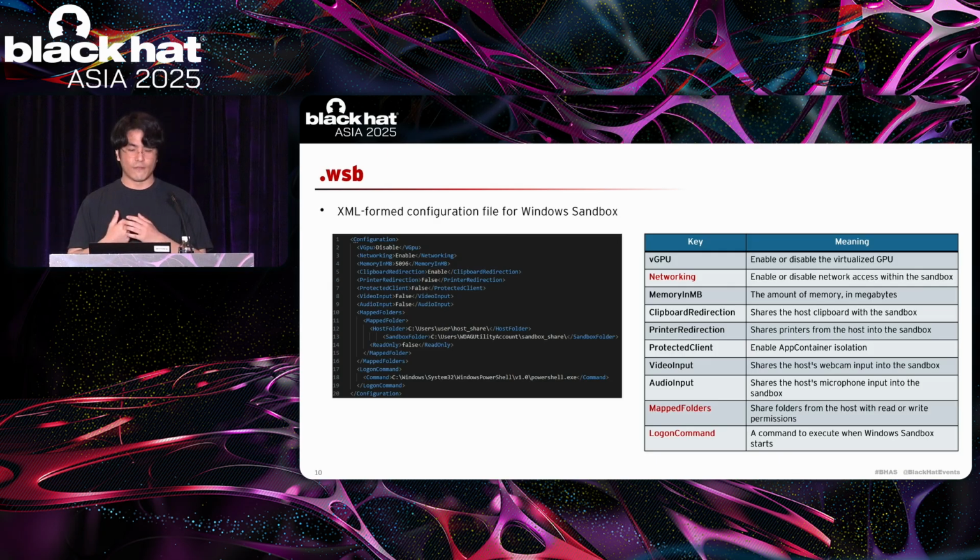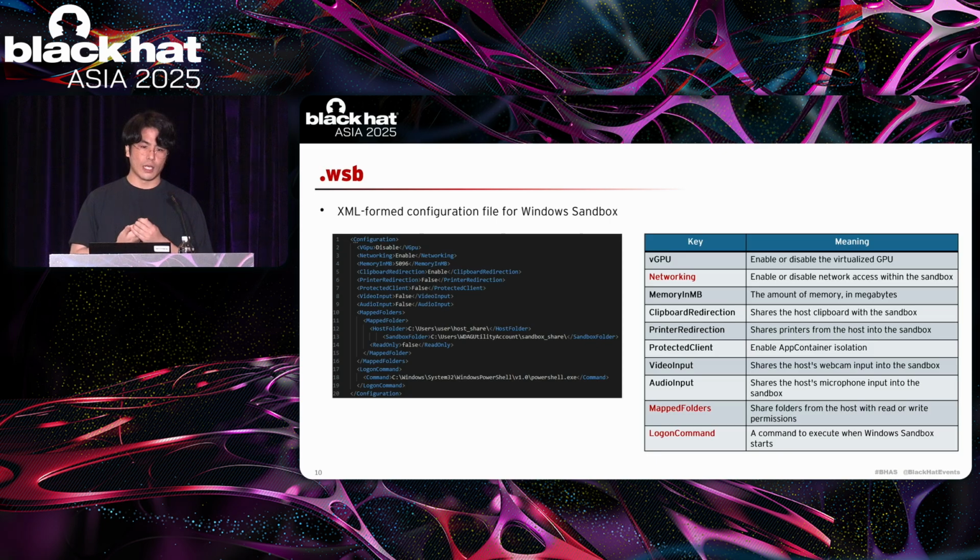Another interesting feature of Windows Sandbox is that you can configure the settings of the environment by defining a WSB file. The WSB file is an XML-formatted configuration file for Windows Sandbox, as this image shows. You can configure a lot of things in WSB, so let me introduce a couple of important features. The first one is networking. You can enable or disable network access within the Sandbox.